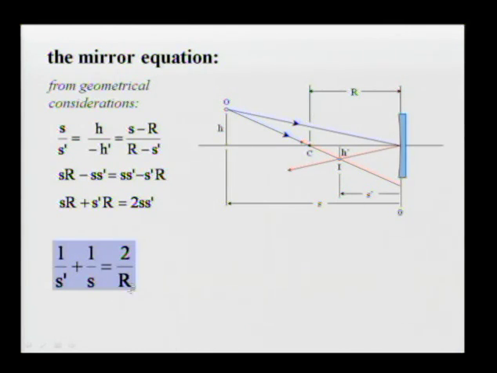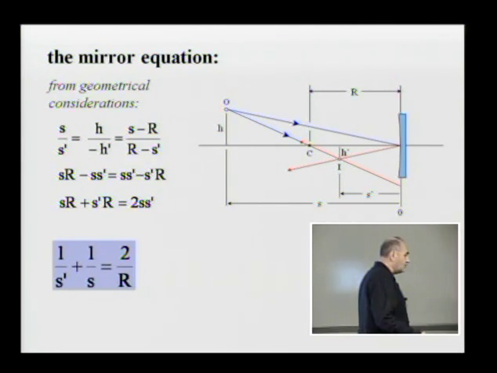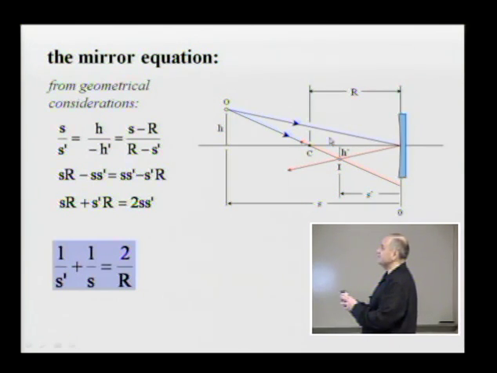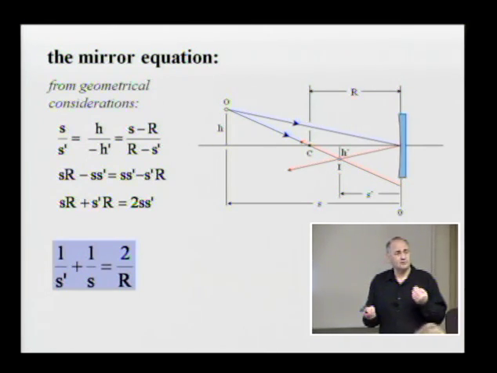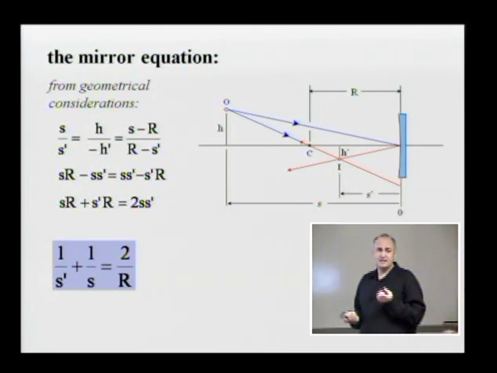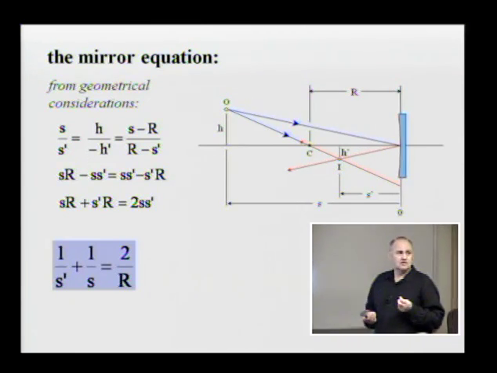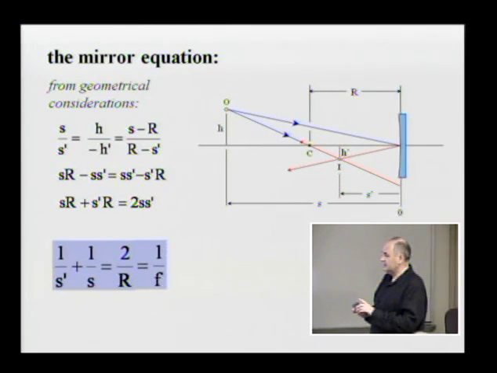Now, on the previous slide, I told you that the focal point is halfway between the center of curvature and the mirror. So radius divided by 2 is equal to the position of the focal point with respect to the mirror. We refer to this position as the focal length of the mirror.